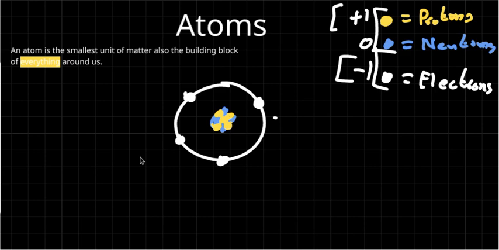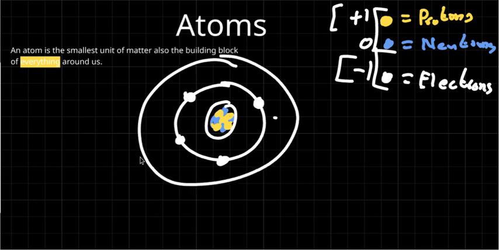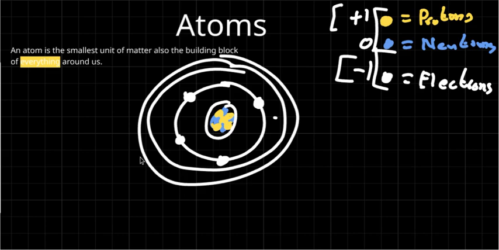So protons and neutrons are packed in the middle, and electrons orbit around them in a shell. And there doesn't only have to be one shell, there can be multiple shells. So this just gets bigger and bigger. Keep in mind that the more electrons, protons, and neutrons an atom has, the heavier it gets.